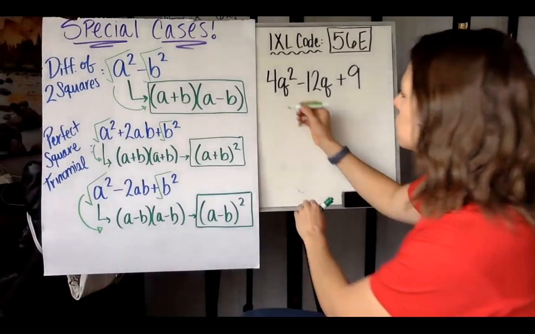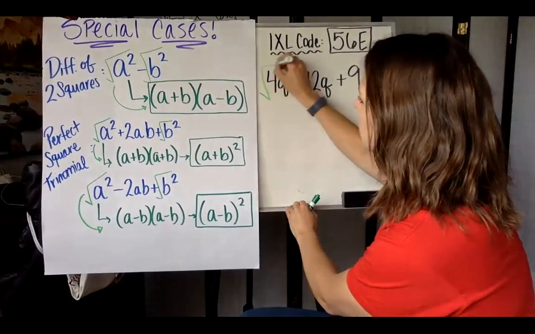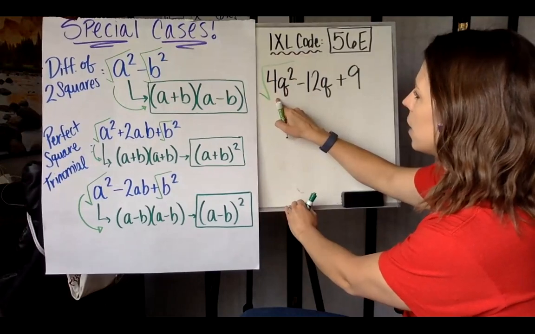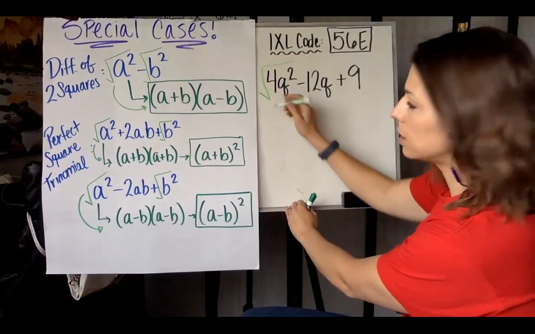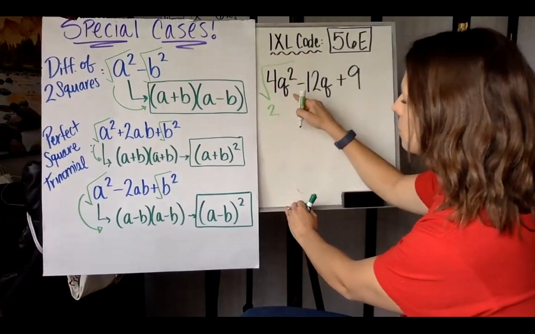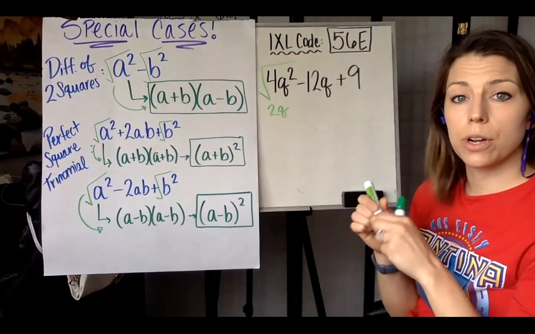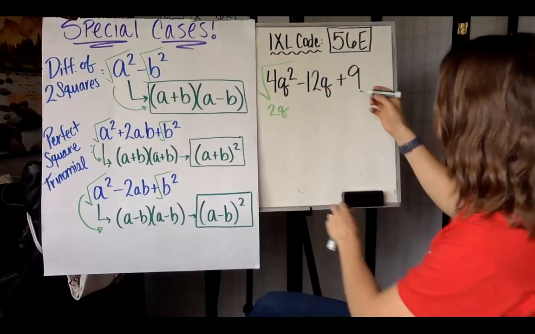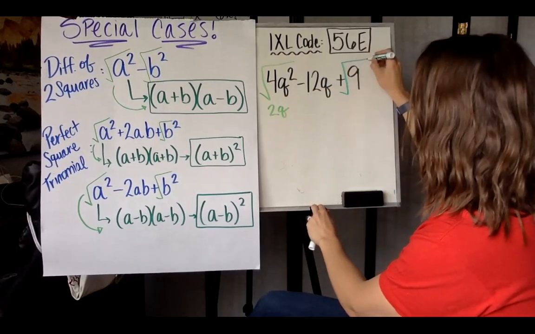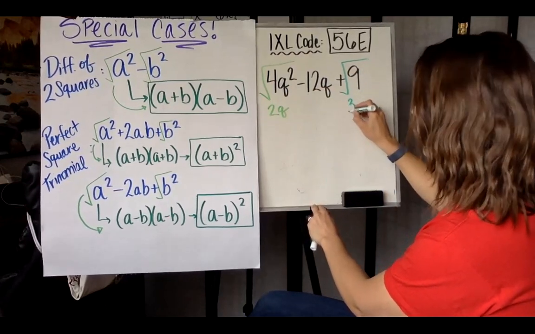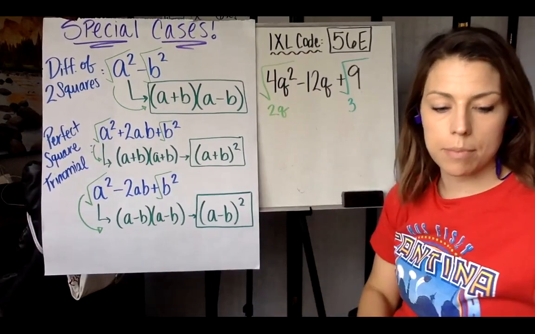Alrighty, let's take the square root of the first term. So the square root of 4q squared. What times what is 4? 2. What times what is q squared? Q. So 2q is the square root of the first term. Now let's take the square root of the last term. What times what is 9? 3.